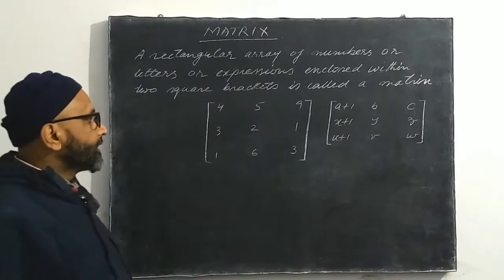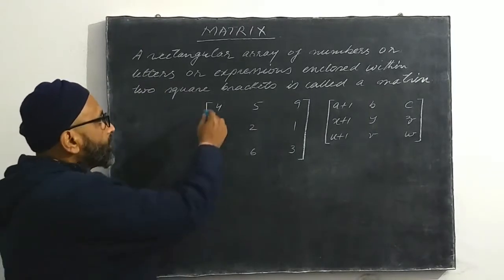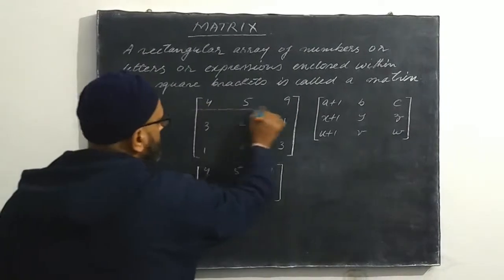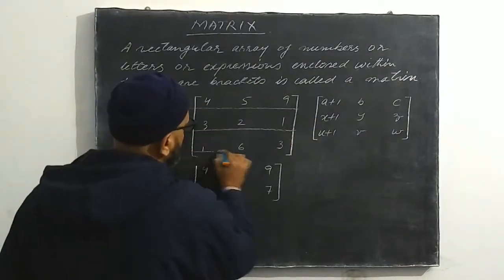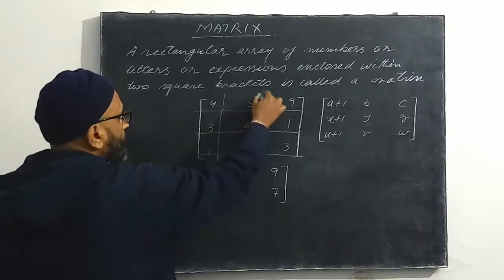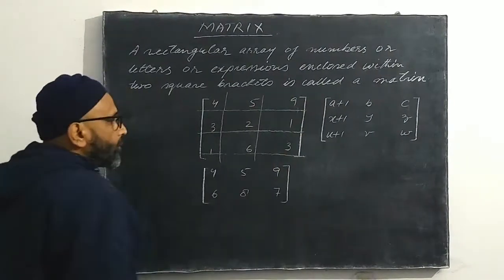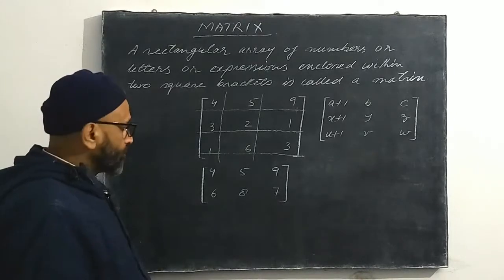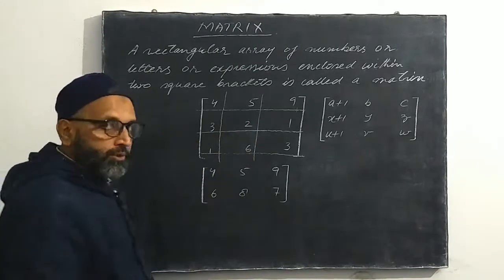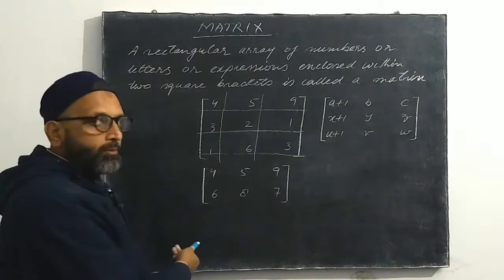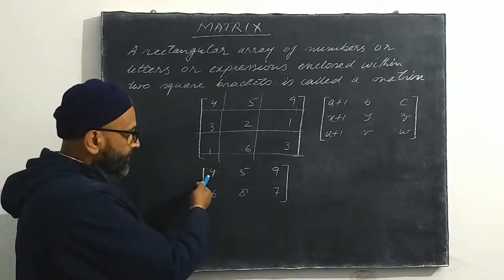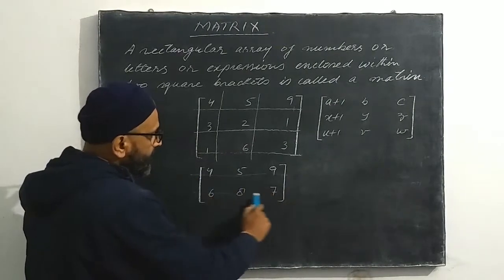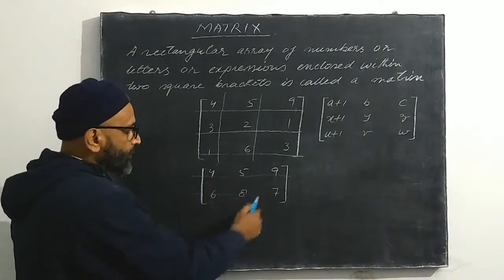And it is not necessary that there are equal number of rows and columns. These are called rows of matrix and these are called columns of matrix. So a matrix can have any number of columns or any number of rows. It may have equal number of rows and columns as well as unequal number of rows and columns like this. This matrix has two rows, one row and second row, and three columns, 1, 2, 3.